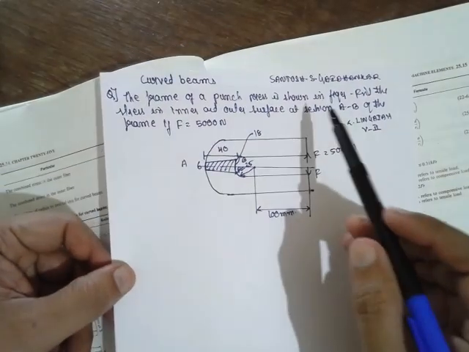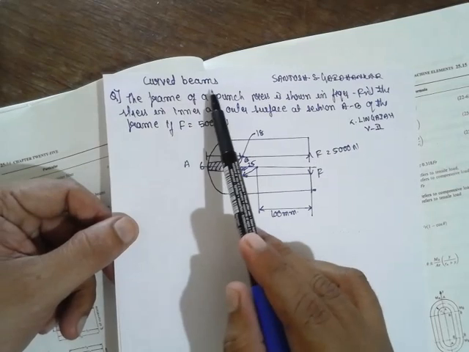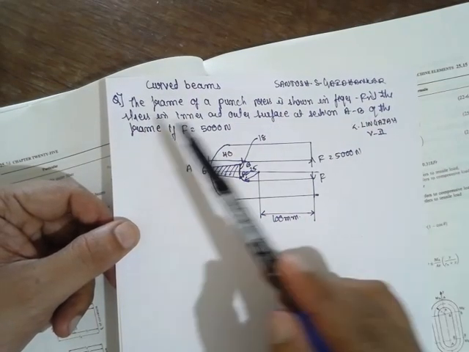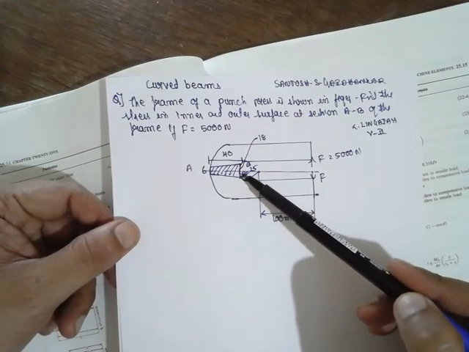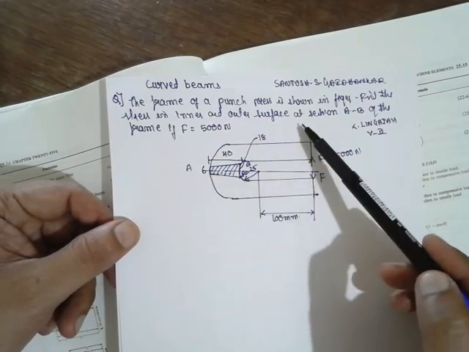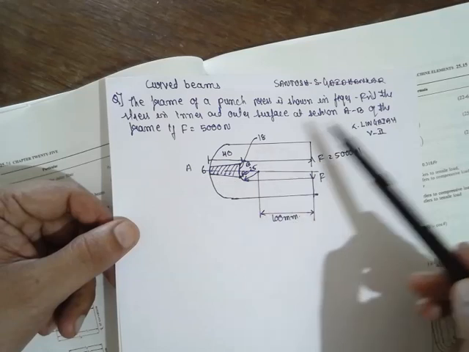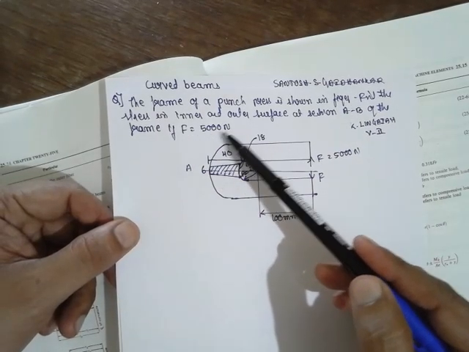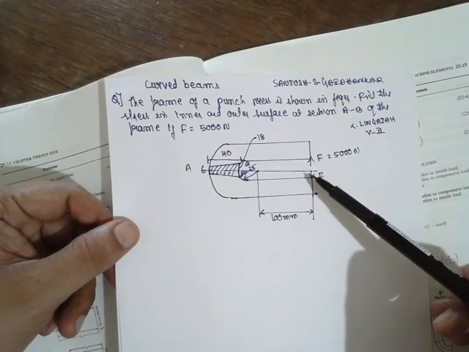I am Santosh Gadankar. Today's concept is about the curved beam. The question is: the frame of the punch press is shown in the figure. Find out the stress in the inner and outer fiber. You have to find the stress in the inner and outer fiber at sections A and B of the frame. The force F is given as 5000 Newton, and this is the diagram they have given.